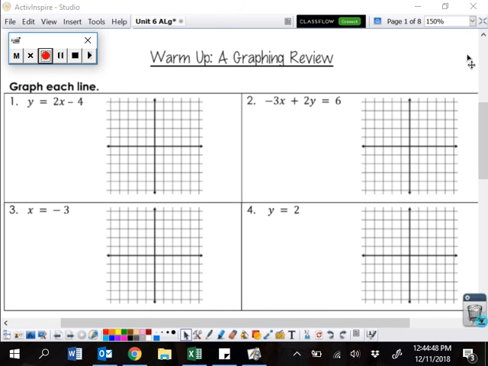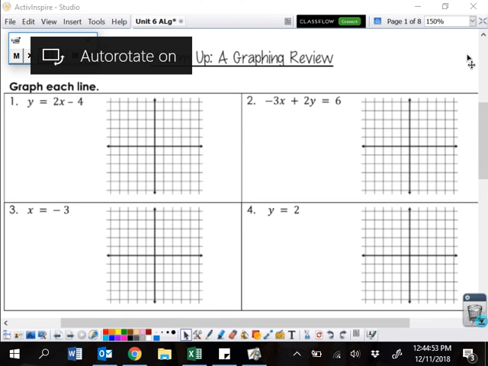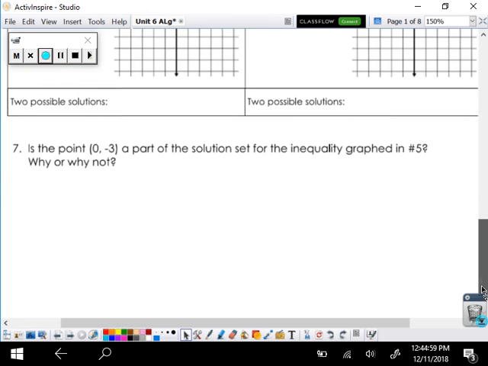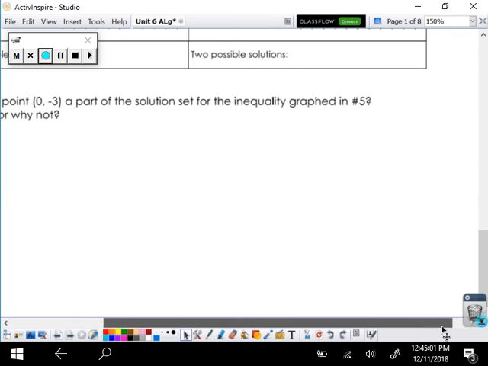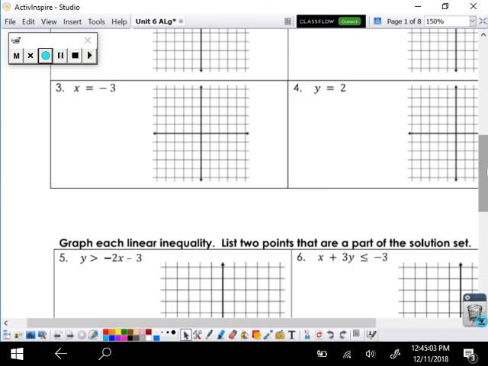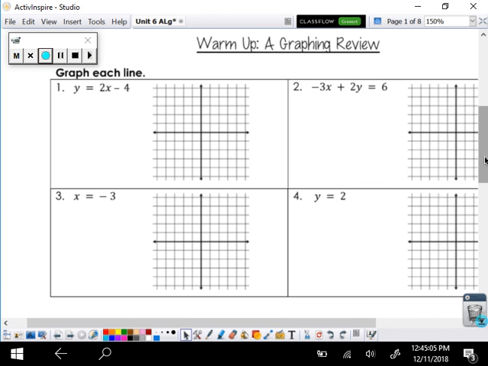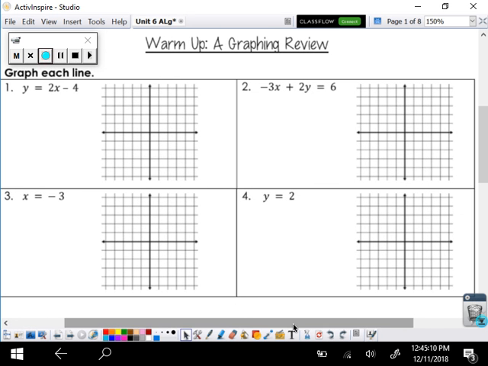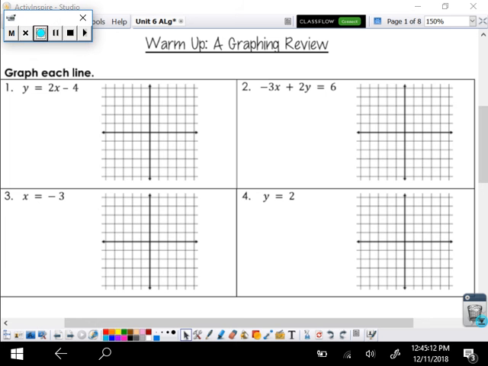Alright class, today we are going to be looking at graphing systems of equations. So if you look on this first page, it is a review of graphing. I do want you to go ahead and pause this video and graph each of these lines right here. I'm just going to go through and graph them myself. But you need to know how to graph to be able to do graphing systems of equations.